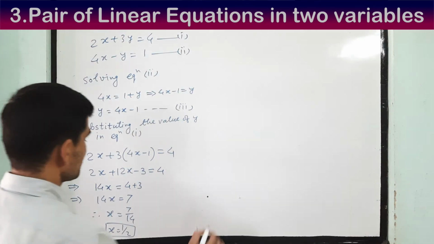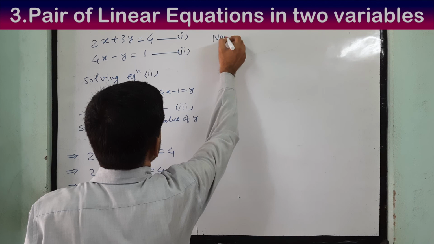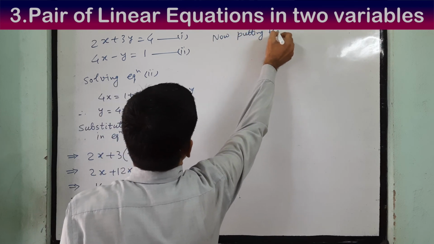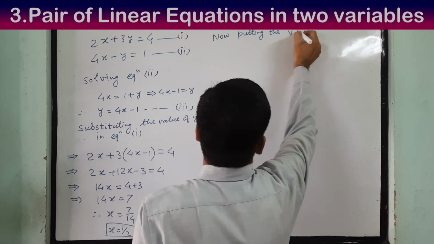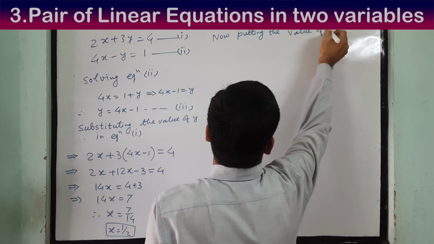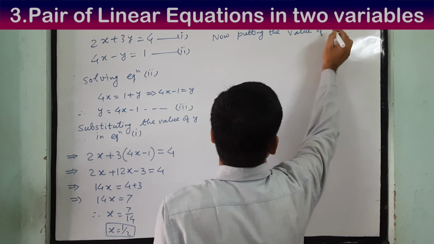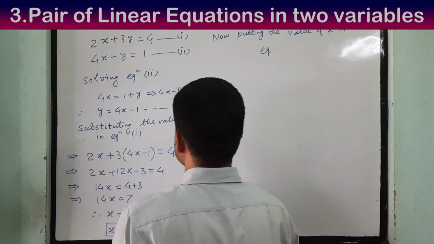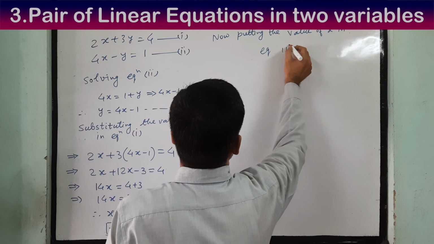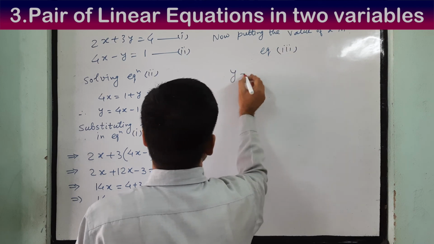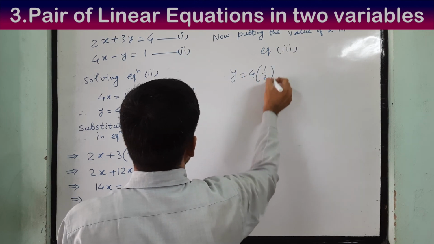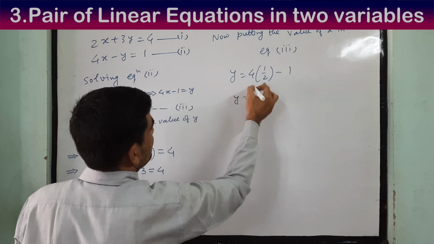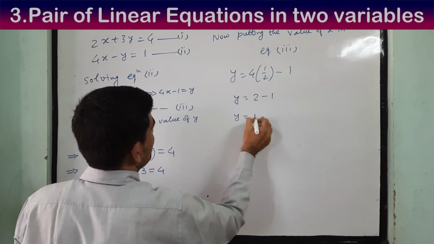Now putting the value of x, sorry, in the equation. Any of the equations you can put it in, but it is better to put it in 3. So we will get y equal to 4 times 1 by 2 minus 1. Okay, that you will get 2 minus 1. So y equal to 1.